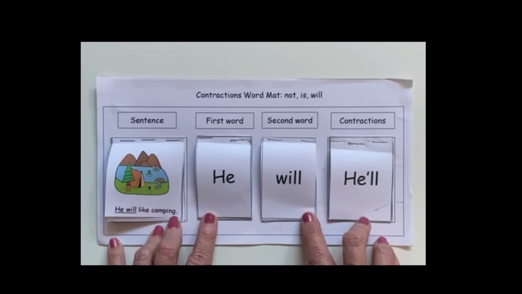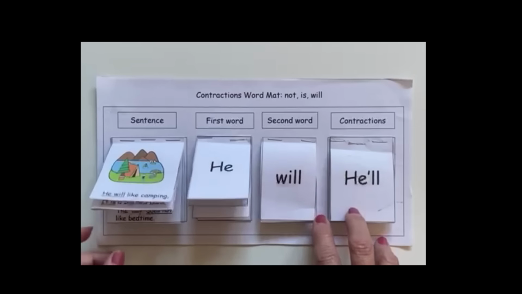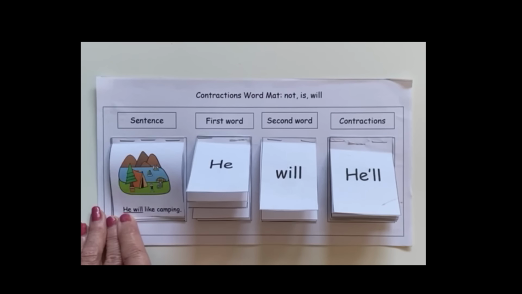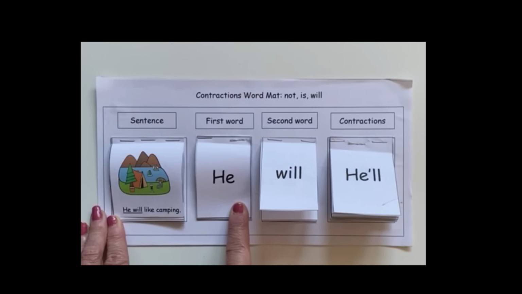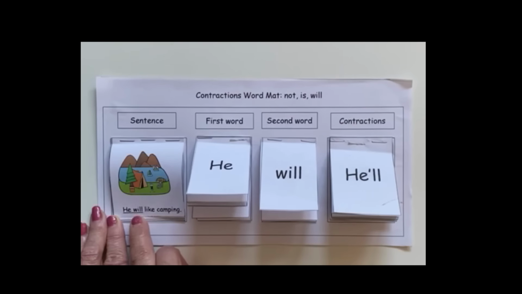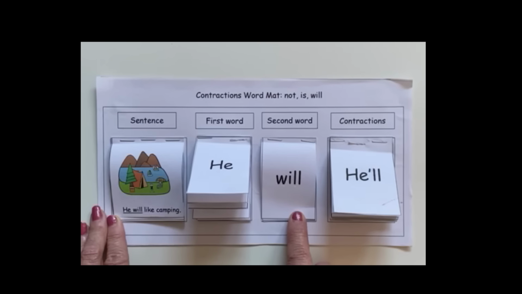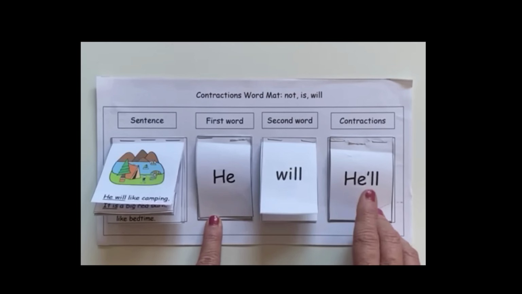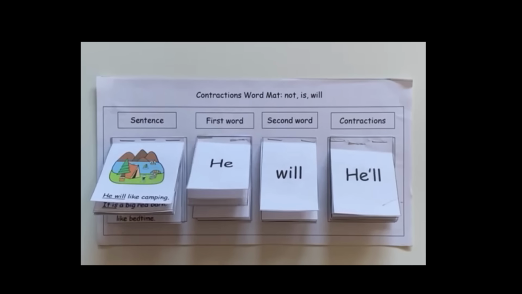This is our last activity for the evening, and it's optional. It's for kids who need extra practice or just want extra practice. It's like the word mat that we worked on before, but this one has all of the words, not, is, and will. So our first one is he will like camping. He is the first word we would need to find, which is here. Will is the second word we need to find, which is here. And the contraction for he will is he'll, and that is already done for us.